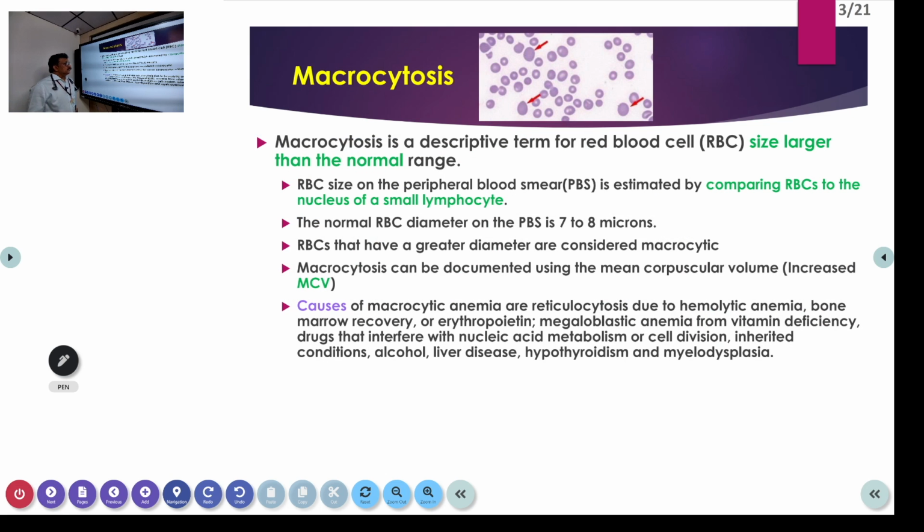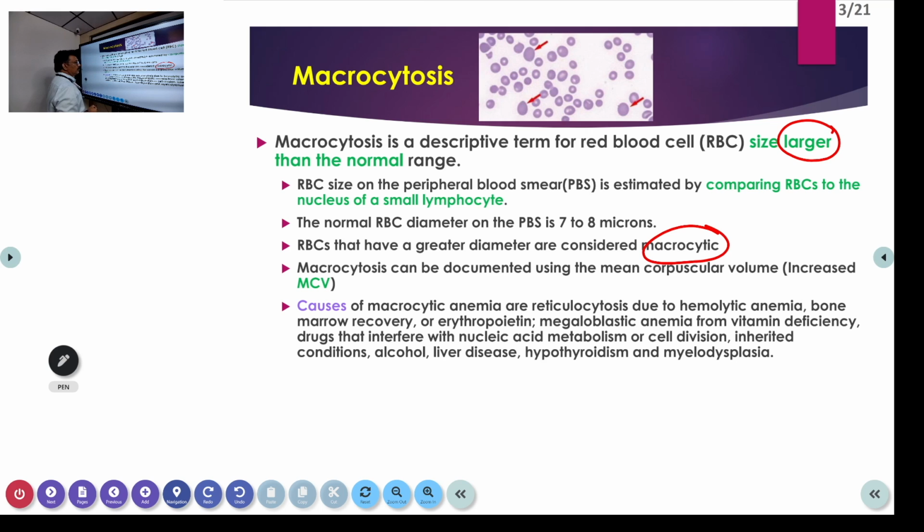Now, macrocytosis is a descriptive term for RBC size larger than normal. So that is very important. RBC size is larger than normal cells. RBC size on peripheral blood smear is estimated by comparing RBCs to the nucleus of a small lymphocyte. So a normal small lymphocyte nucleus will be the size of an RBC. If it is more than that, you can call it a macrocytic RBC, large cell.